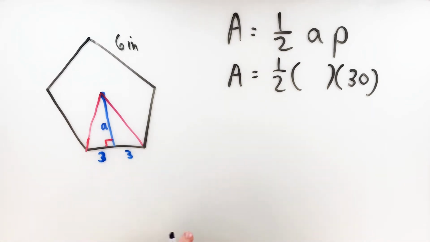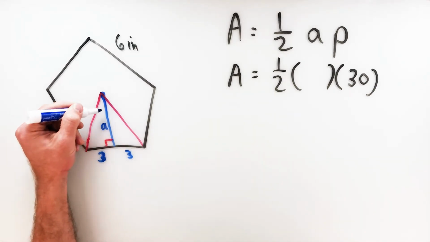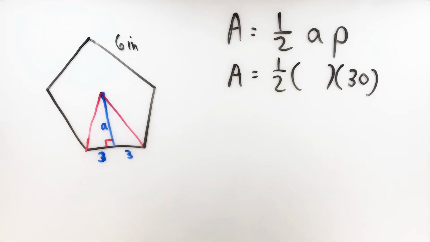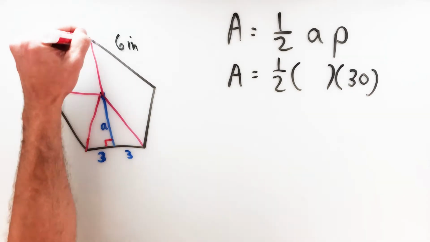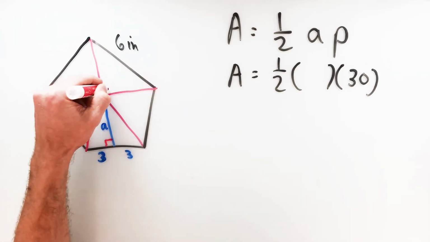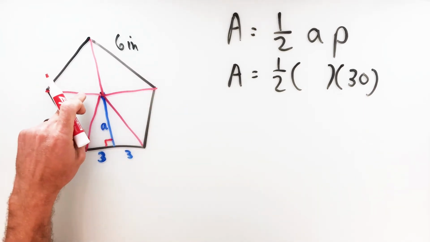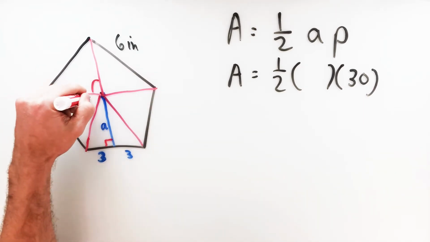So 3, 3, the whole base is going to be 6. The next thing I can do is figure out the measure of this central angle right here. So how did we do that again? If I take 360 divided by the number of central angles, so again from red line to red line, for each radius, these are all equal.